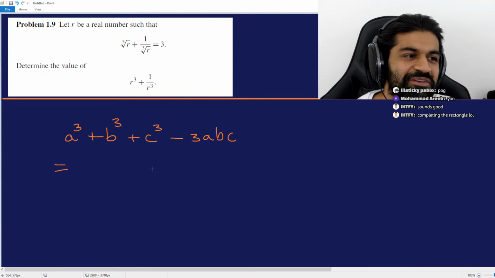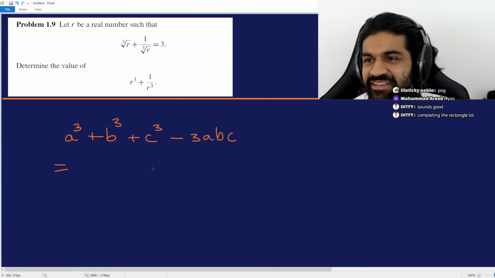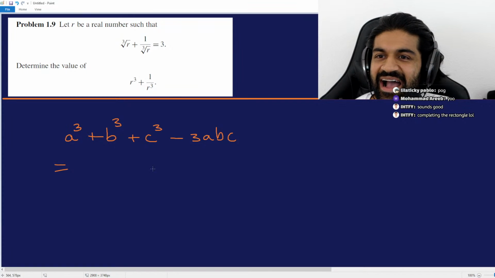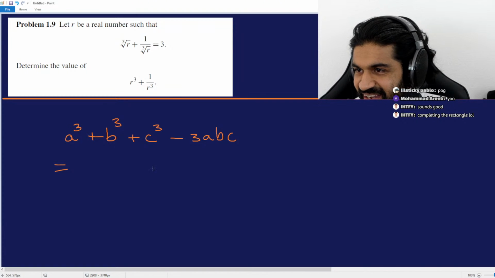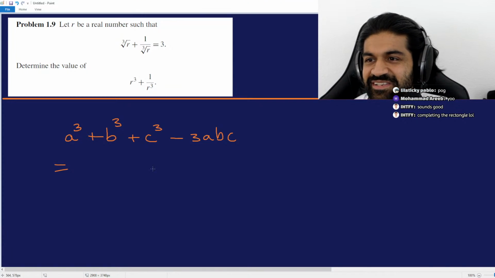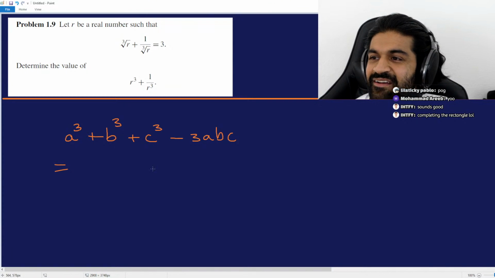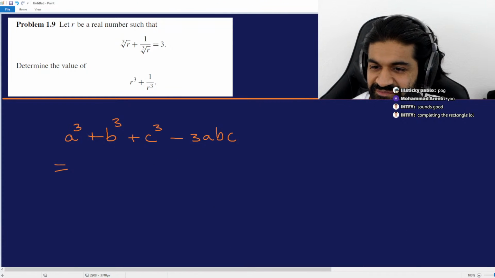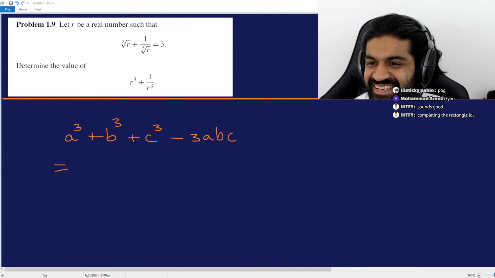There are a couple of different ways to write the factorization of this, all of which are actually quite useful in solving tricky problems. So has anyone seen a factorization of this expression before? It's actually quite interesting. Please take your time. Let me know if you've seen a factorization of this expression.